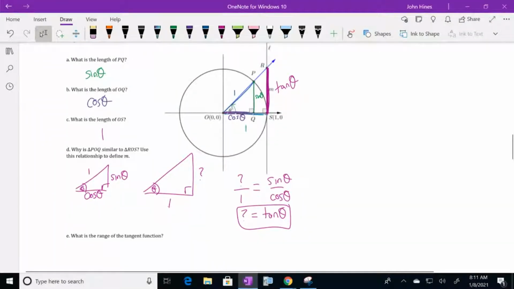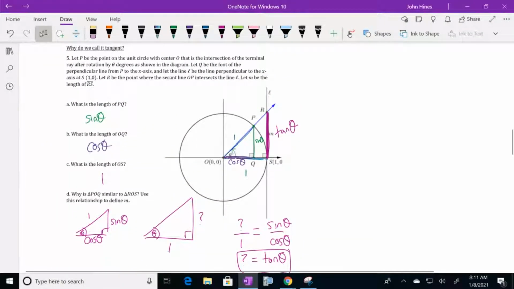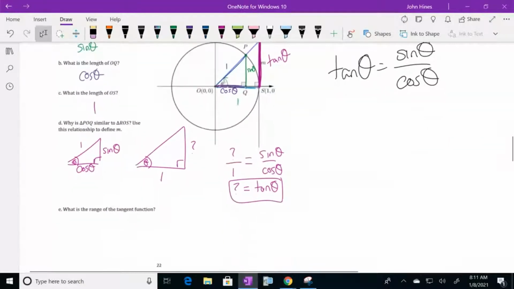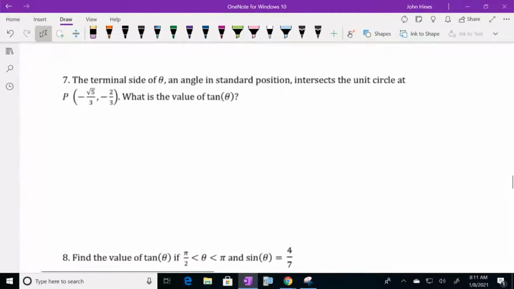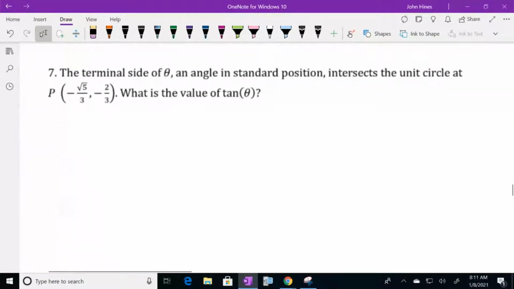And I'm going to jump into lesson 6. So the big idea here is that tangent of theta equals the sine of my angle over the cosine of my angle. I actually want to do one more problem in here. Slide into number 7 here. Number 7.